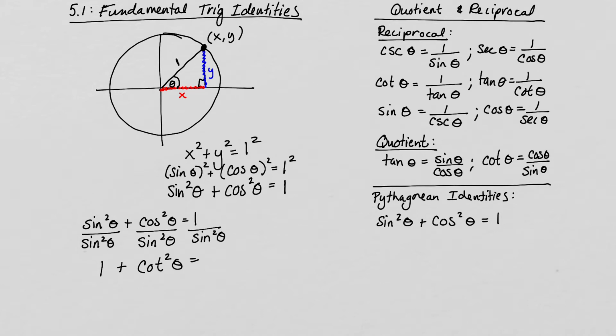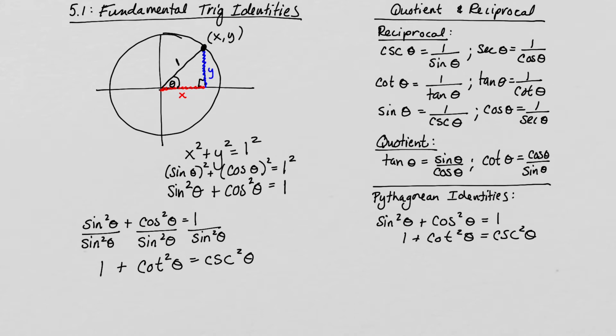And if we look here, 1 over sine is cosecant. So 1 over sine squared would be cosecant squared theta. So that's another way of writing a Pythagorean identity. The second one is that 1 plus cotangent squared theta equals cosecant squared theta. So as long as you know sine squared plus cosine squared equals 1, you can get the other one. And we can even get the third one.